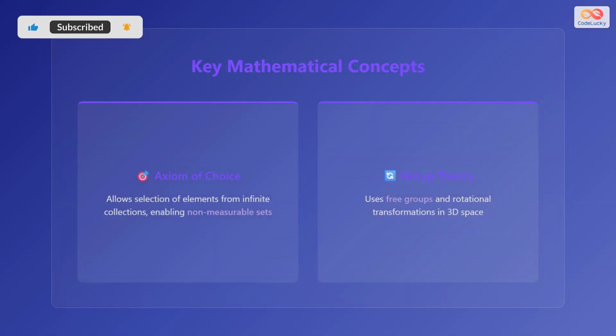To understand the Banach-Tarski paradox, we need to grasp a couple of key mathematical concepts. First, the axiom of choice, which allows us to select elements from infinite sets, leading to the possibility of non-measurable sets. Second, group theory, particularly the use of free groups and rotational transformations in 3D space. These concepts are fundamental to the paradox.